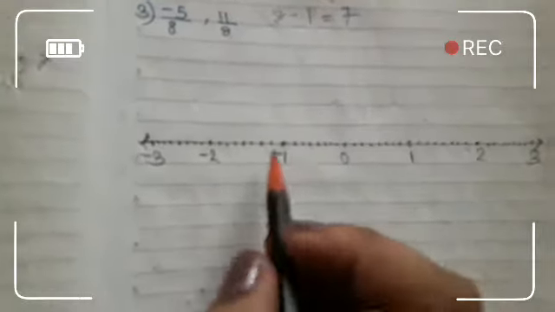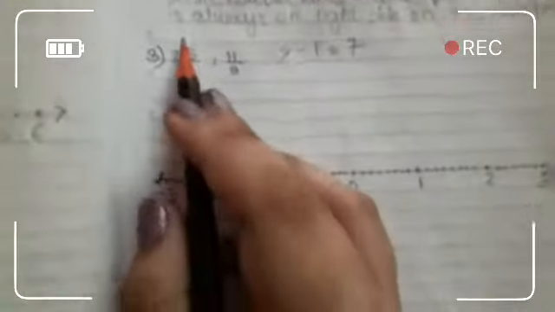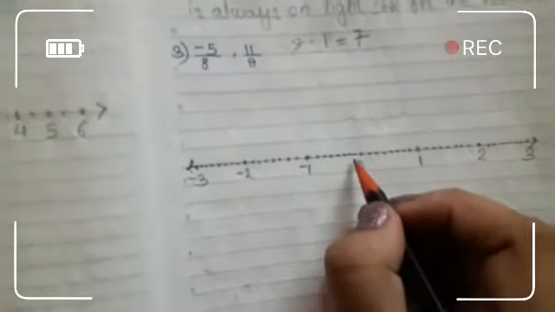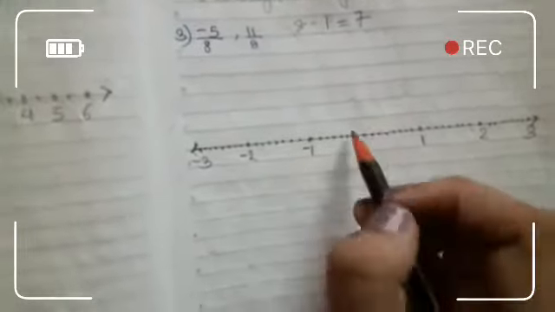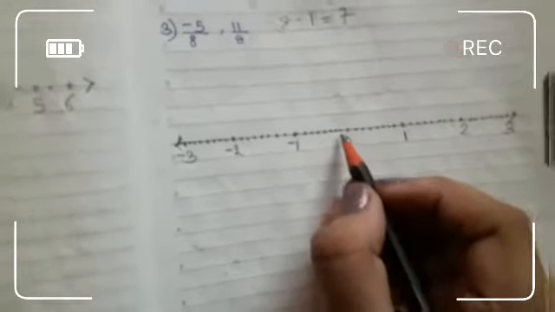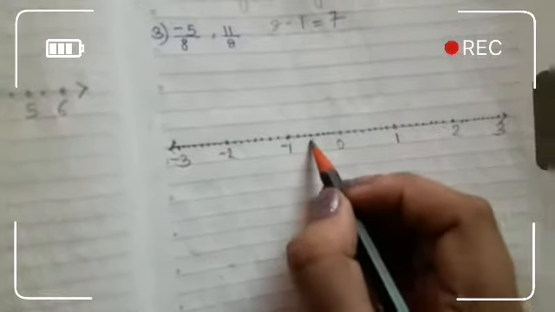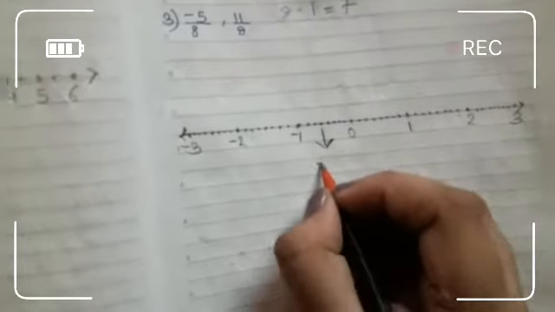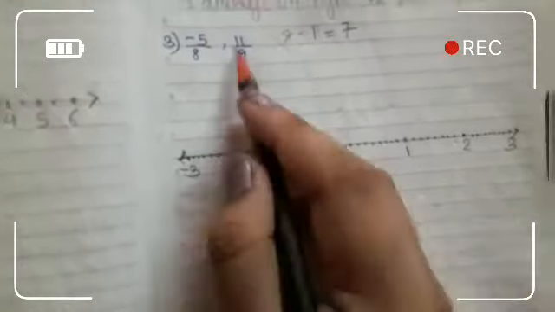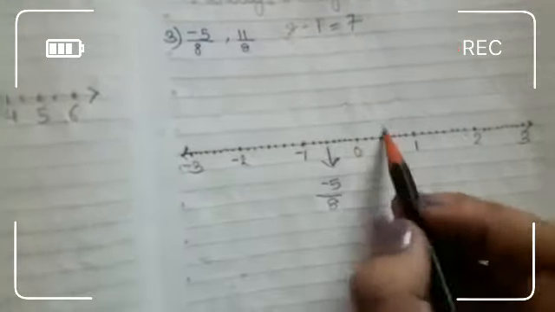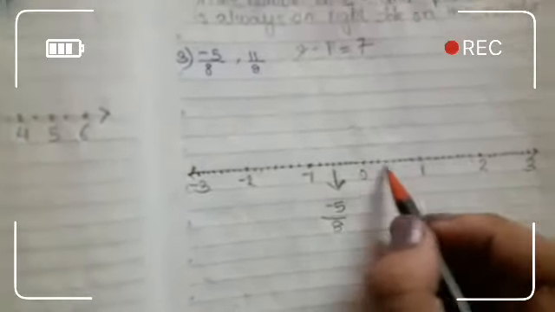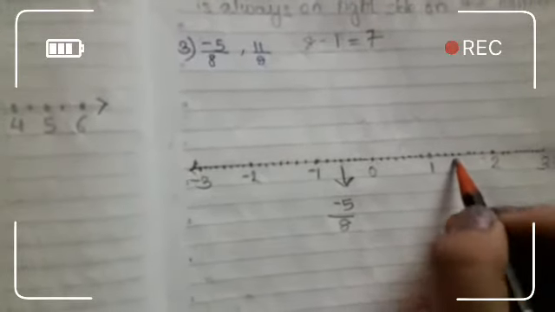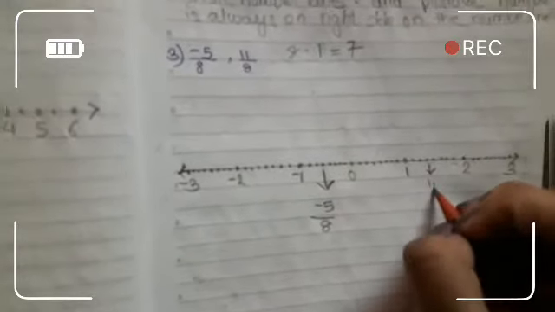So I have drawn here 7 points. Okay, so we have to represent minus 5 upon 8. We will count on the left hand side of the 0: 1, 2, 3, 4, 5. So this is representing minus 5 upon 8. 11 upon 8 is a positive number, so right hand side: 1, 2, 3, 4, 5, 6, 7, 8, 9, 10, 11. So this is representing the number 11 upon 8.